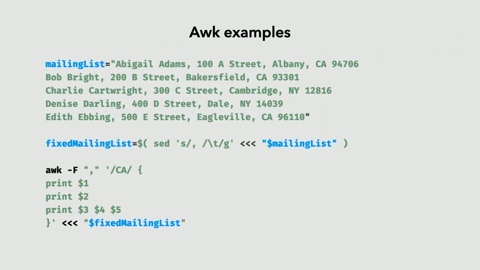Oh, that's not right. I didn't change the field separator in my awk statement. I'm still using a comma, and I converted all the commas to tabs. So let's change the comma to a tab, \T. All right, now let's try this again. All right, this is a lot better.